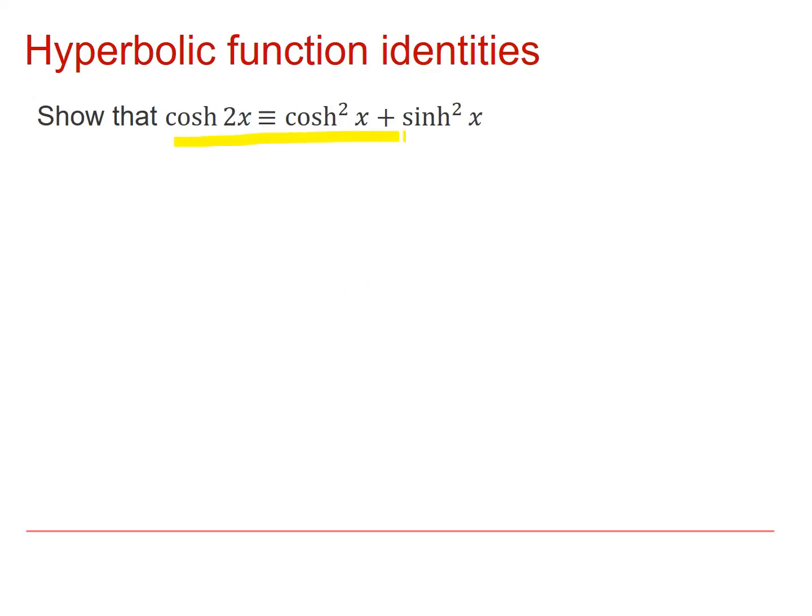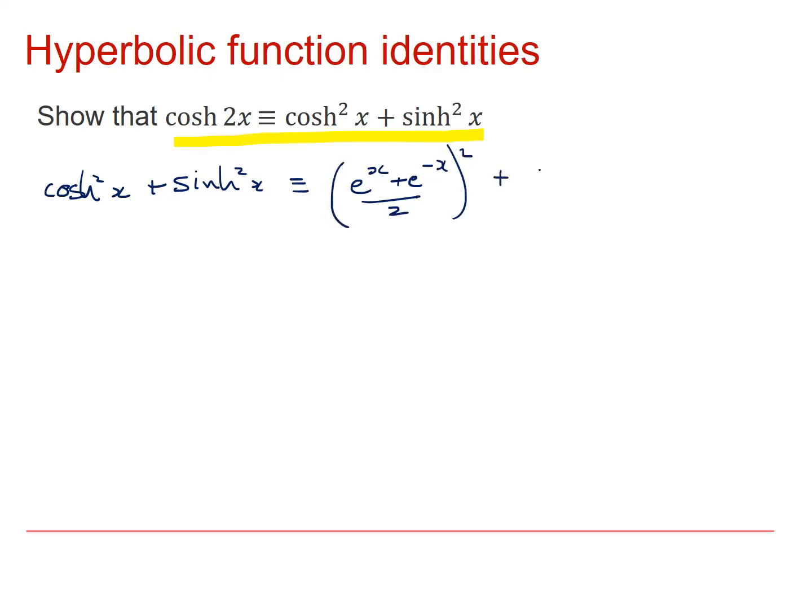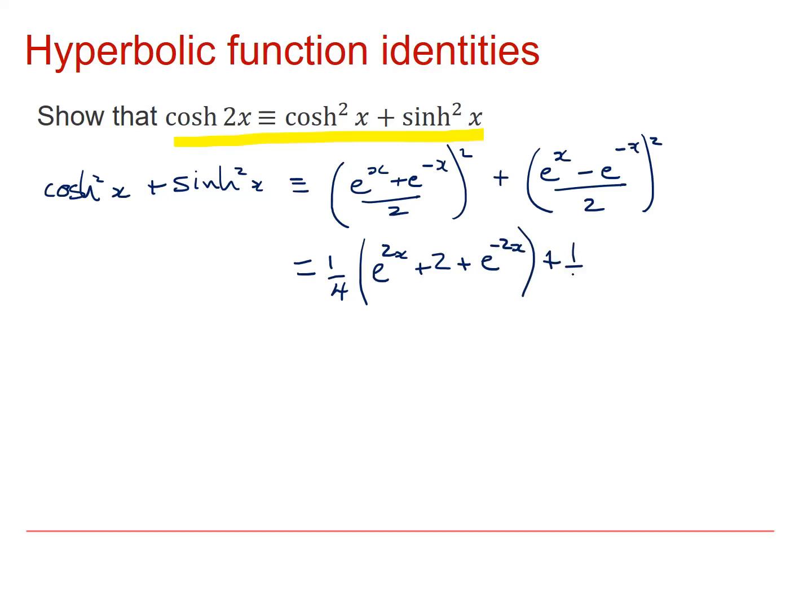Okay, let's have a look at this identity. Can I show that that is true? Well, if I start from the right hand side, cosh squared x plus sinh squared x, and if I rewrite those in terms of e to the x, so I've got (e to the x plus e to the minus x over 2) all squared plus (e to the x minus e to the minus x over 2) all squared. Multiply that out, I get a quarter, just as before, e to the 2x plus 2 plus e to the minus 2x, and this is plus a quarter this time, e to the 2x minus 2 plus e to the minus 2x. And this time I think you can see it's the 2s that are going to cancel and the others that are going to double up.